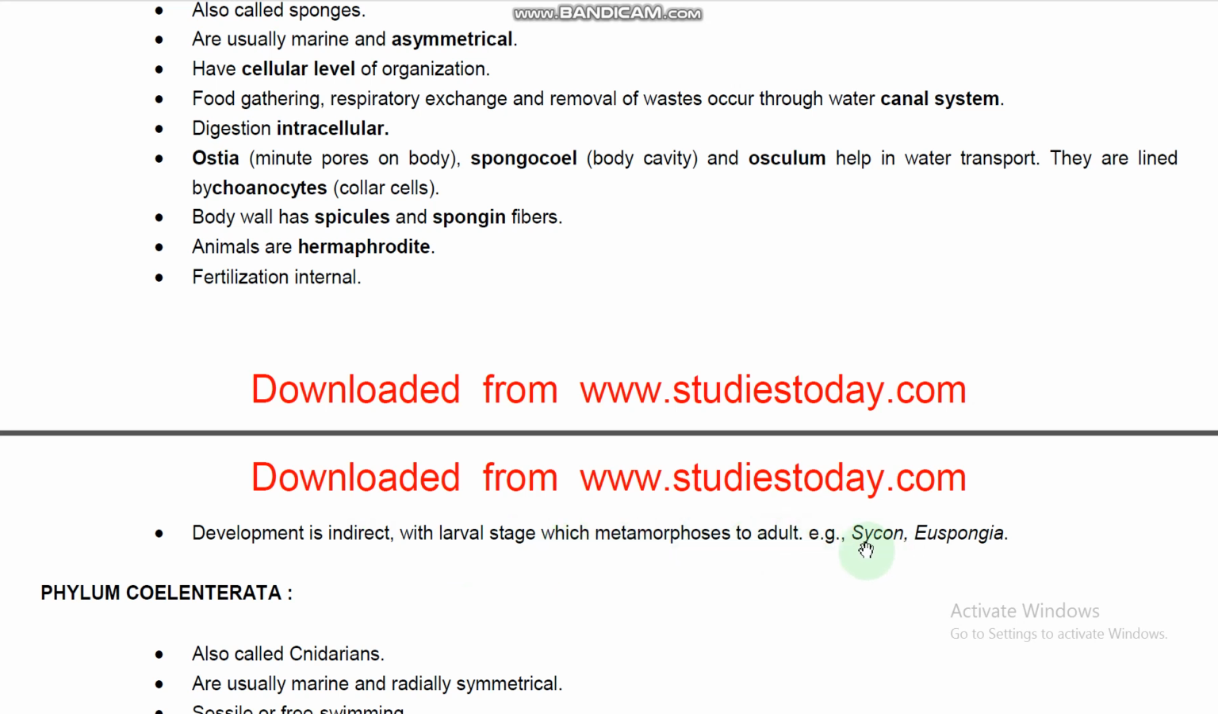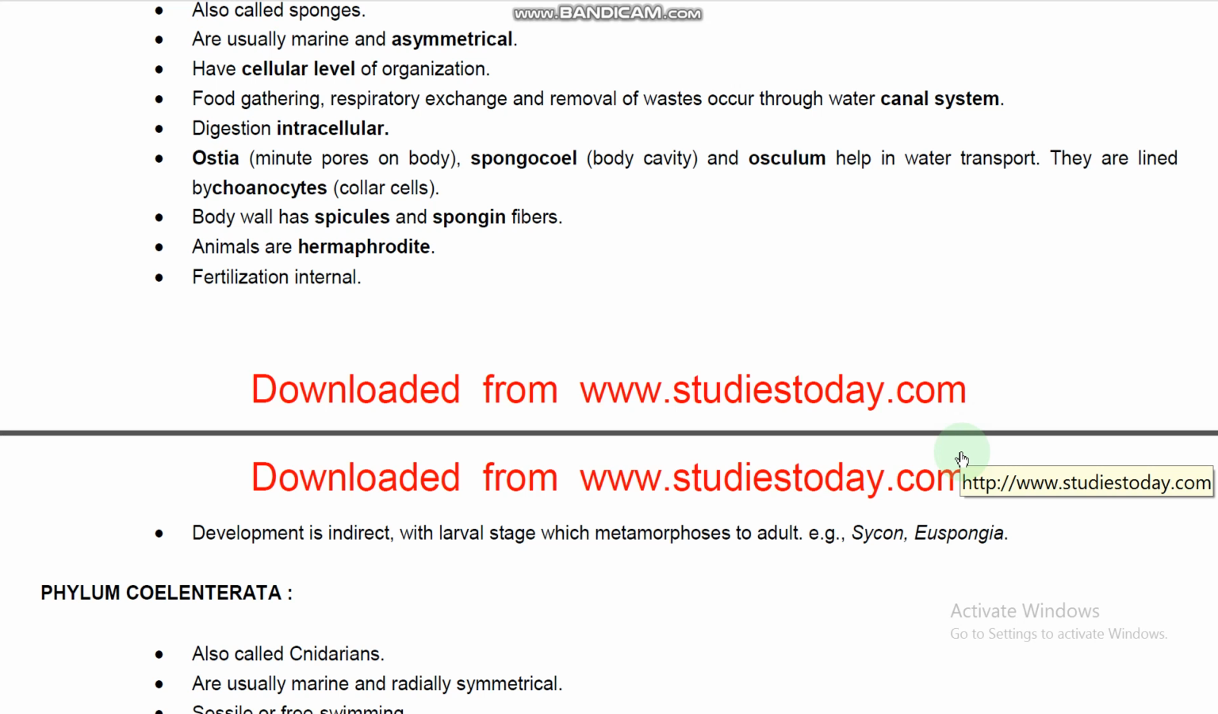So examples are Scypha and Euspongia. There are so many examples given in NCERT. Go through the NCERT examples also. Examples means scientific names with common names also. Most important.